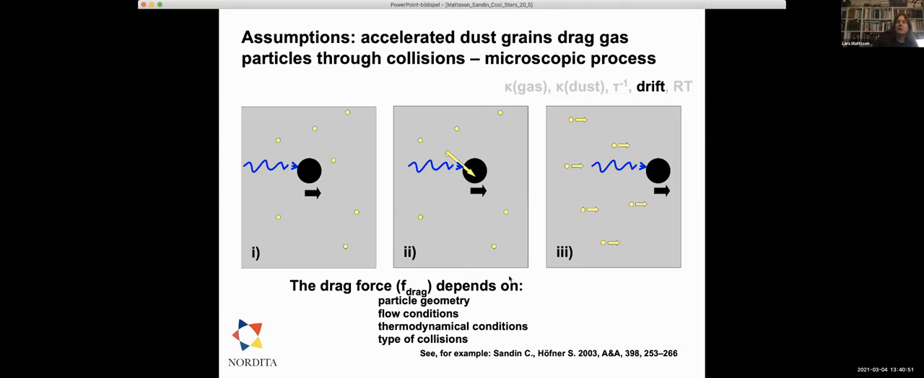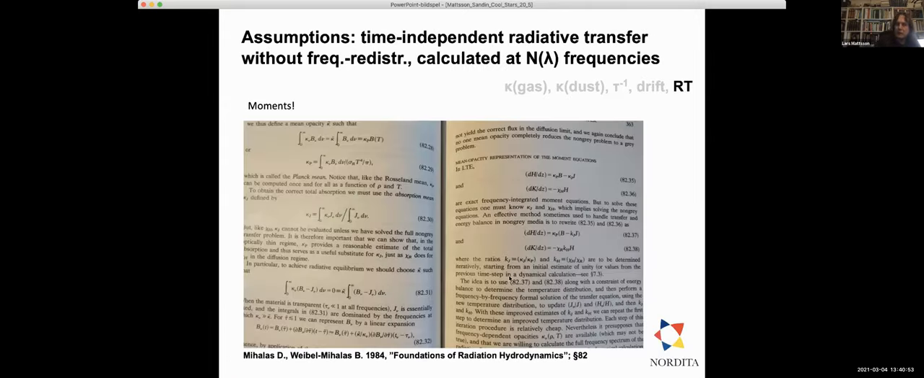But then we come to the radiative transfer. This is really one of the key aspects here. So we're using this method outlined by Mihalas, based upon moments, and you probably know all this. You've seen it, you have read about it in many other books, I suppose.